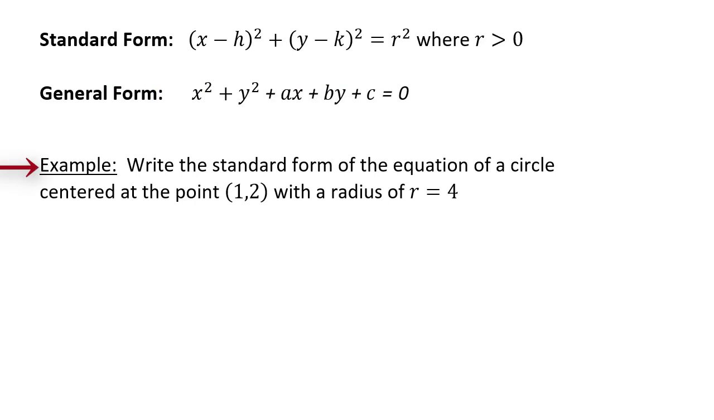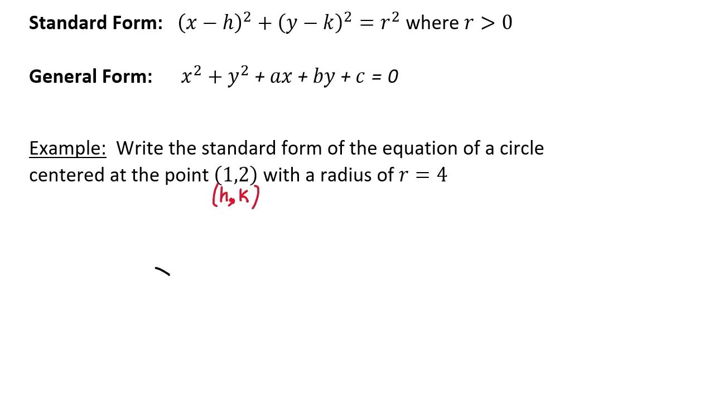In our example, write the standard form of the equation of a circle centered at the point (1, 2) with a radius of 4. So the standard form is (x minus 1) squared plus (y minus 2) squared, since (1, 2) represents our (h, k) point, equals 4 squared, or 16.